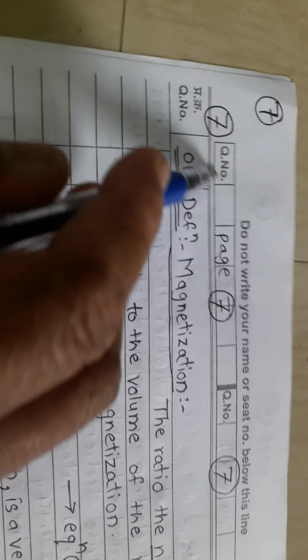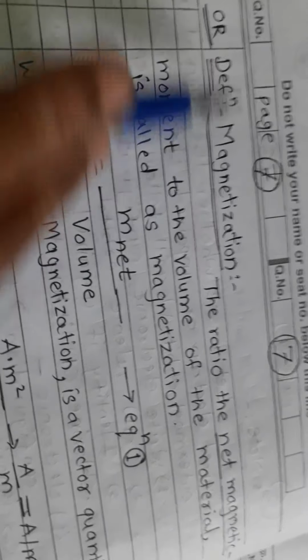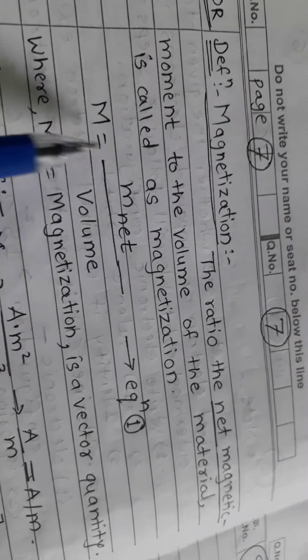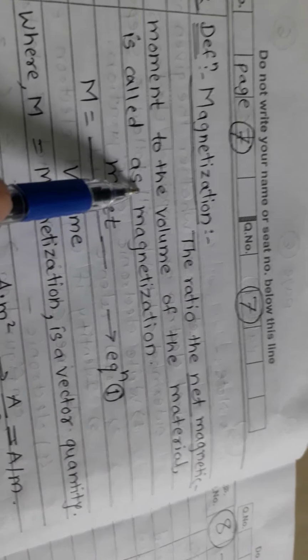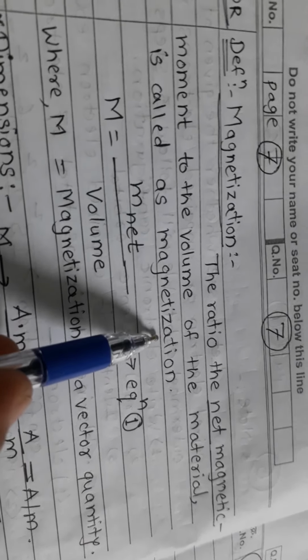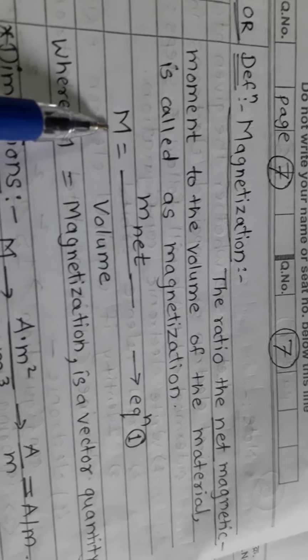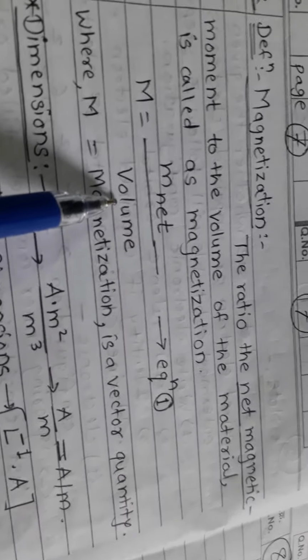See here, page number 7. There is also another definition of magnetization, which is represented by capital M. The ratio of net magnetic moment to the volume of the material is called magnetization. Capital M is equal to small m net divided by volume. This is equation 1, where capital M, the magnetization, is a vector quantity.